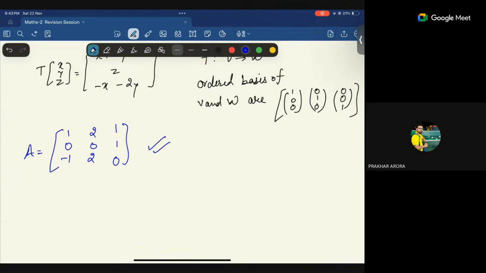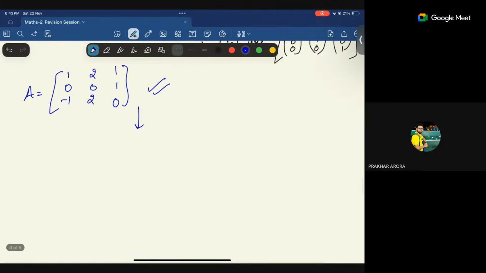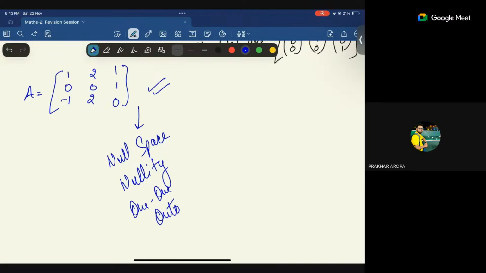This is the matrix of transformation. Now you can easily find from here the null space, and you can find the nullity. What else can you find? Okay, just a minute.